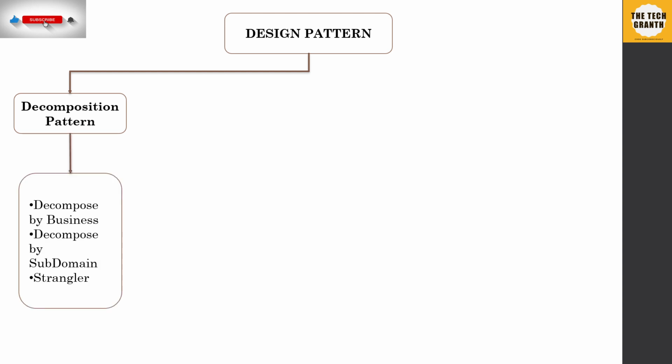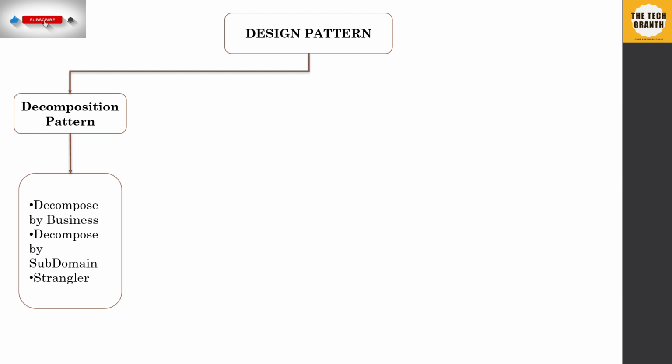As part of the decomposition pattern, we have various types by which you can decompose your microservice. They are by business, by subdomain, and there is also the strangler pattern. We'll talk in detail about all these three patterns later in the video, so watch the video to know about all these things.